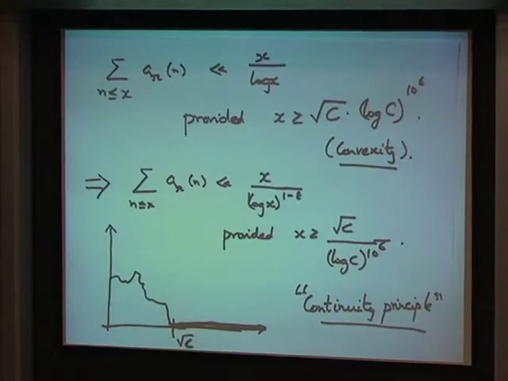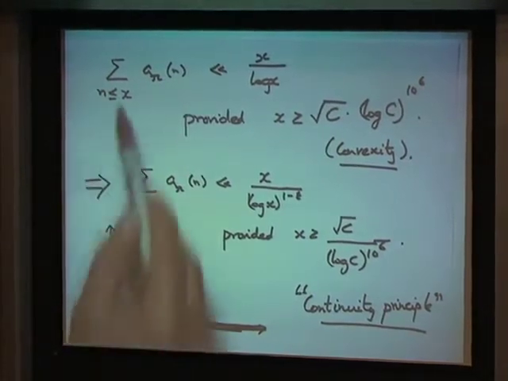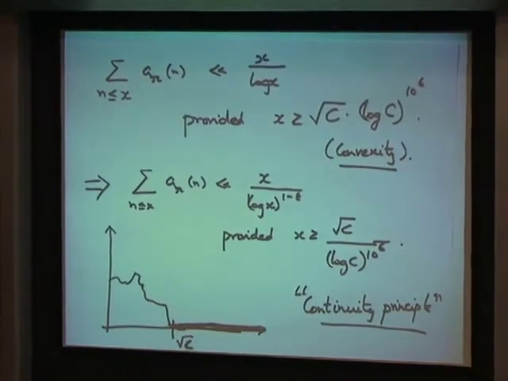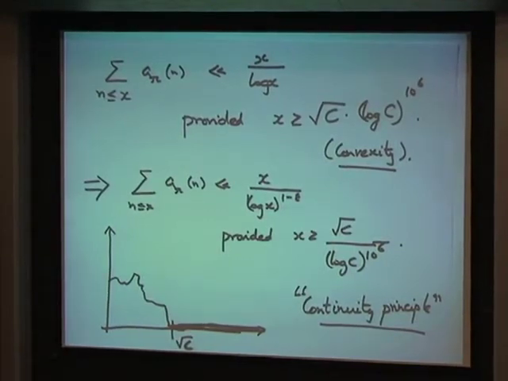What makes these numbers a pi n not random is that they are multiplicative. So I want to say that if you have a multiplicative function which cancels out at some point, then it has to cancel out a little bit before you got to that point. Okay, why is that true? This is a feature of mean values of multiplicative functions.